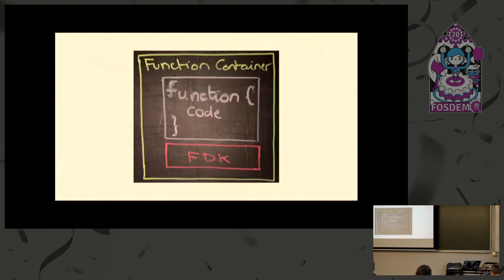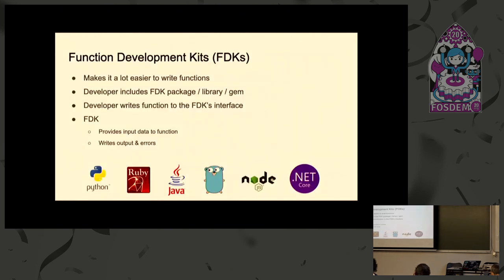So what we've created is our function code inside a function container, usually sitting on top of the FDK. And the FDKs basically make it a lot easier for you to write functions. You include the gem or the library or the package, whatever your language calls that kind of thing. Write the function to the function interface, and the FDK provides input data to the function and writes the output and the errors. And we have these FDKs available out of the box.